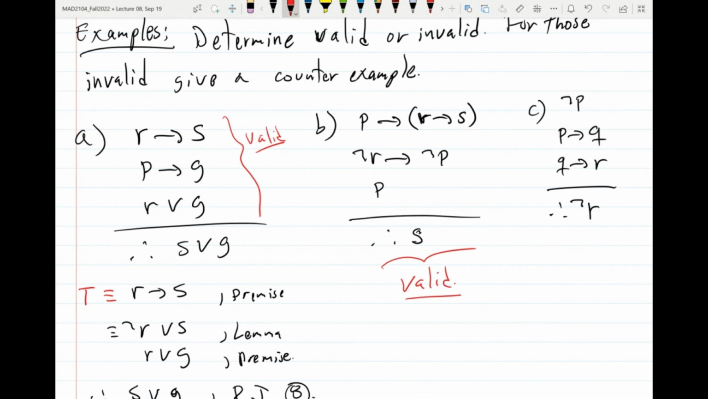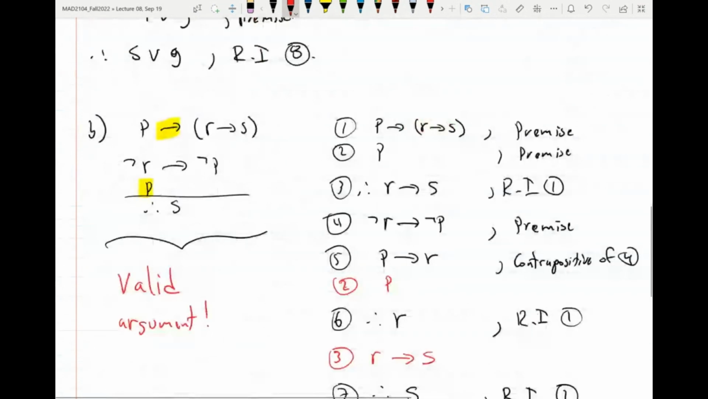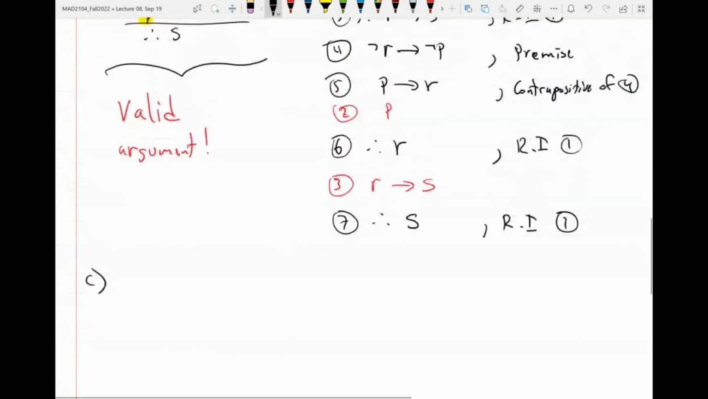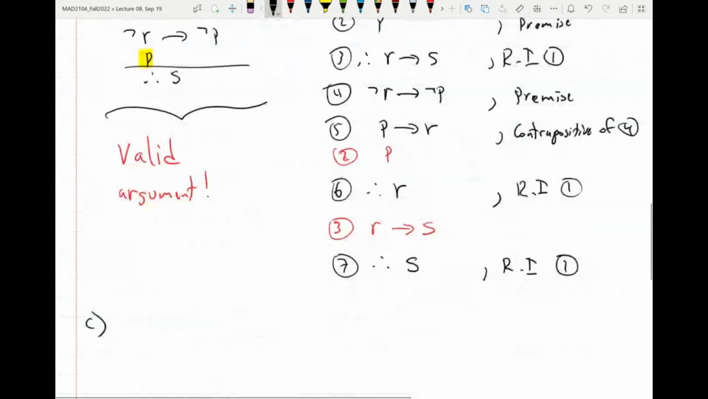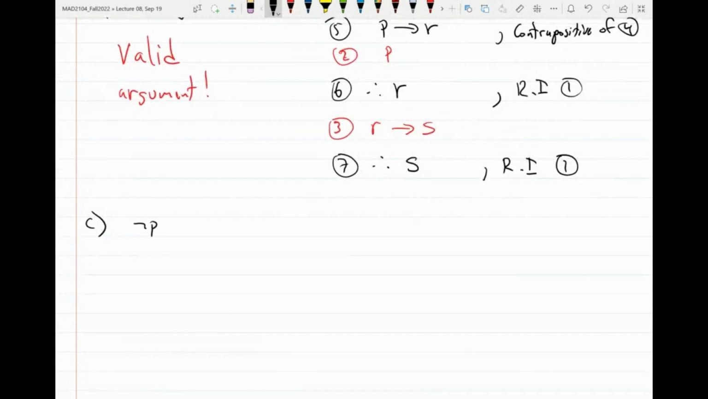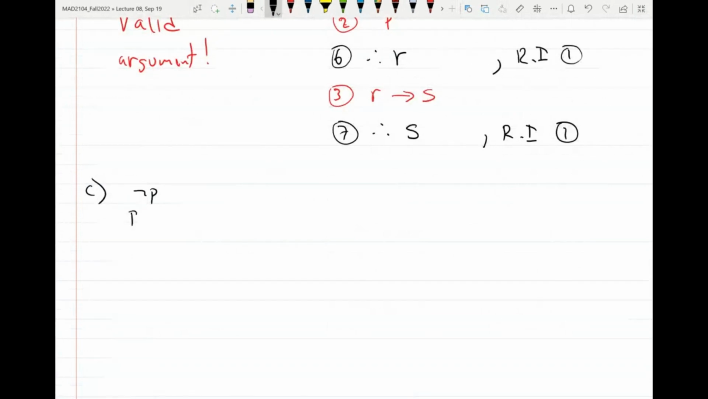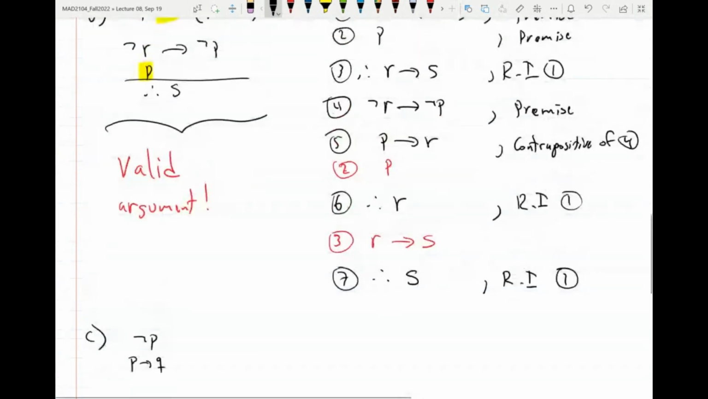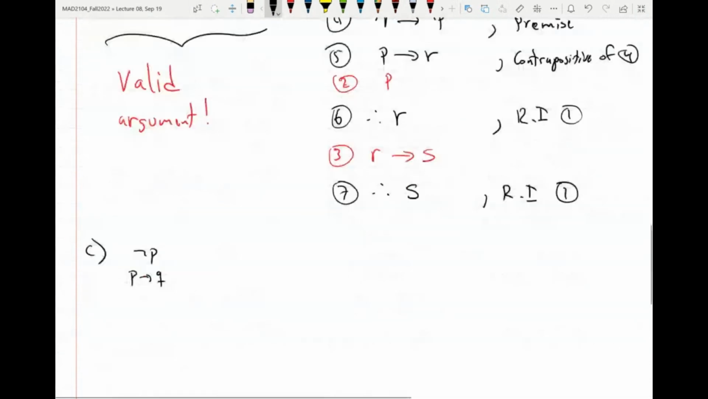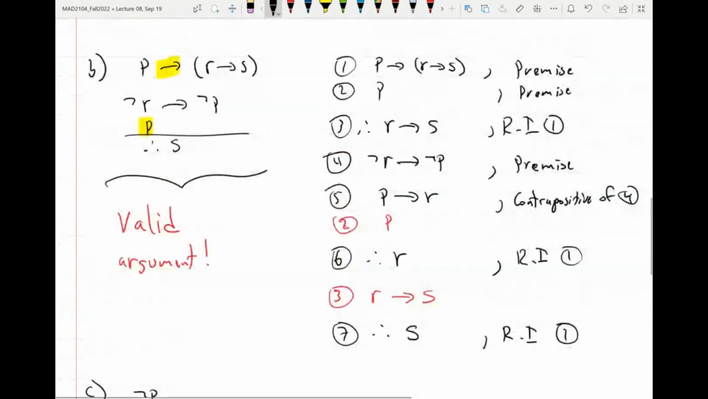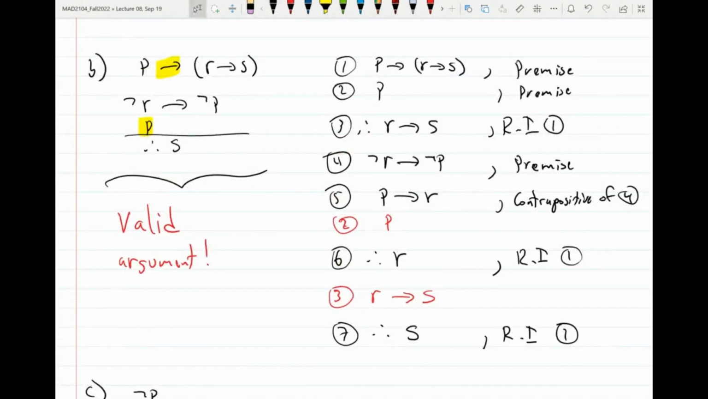So let's see. Let's go ahead and let's try C. So C. I'm gonna let you stare at it for a second and then see if you can find a way of doing it. So not P, and P implies Q. Remember, here, at least in this course, anything you say, you need to justify it. Okay? If you say that it is valid, you need to tell me why. Why is it valid? Well, for example, in this one, here's the proof.